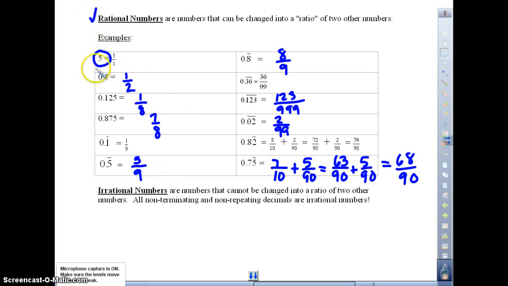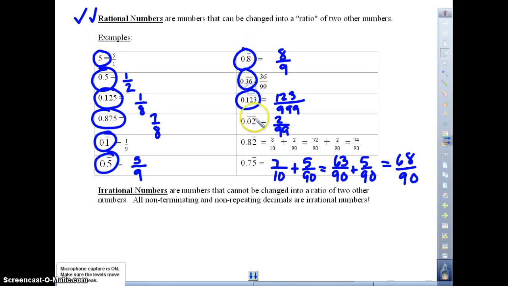rational numbers. Any number that terminates, it means it ends. 0.5, it ends. 0.125, it ends. 0.875, it ends. It terminates. They are also the ratio of two other numbers. And repeating decimals, that's a repeater. This repeats, this part repeats, and this part repeats. All can be changed into the ratio of two other numbers. If it can be changed into the ratio of two other numbers, we call it a rational number.